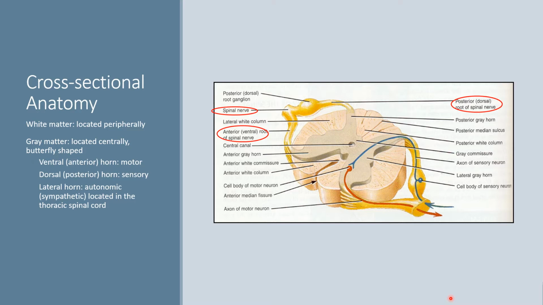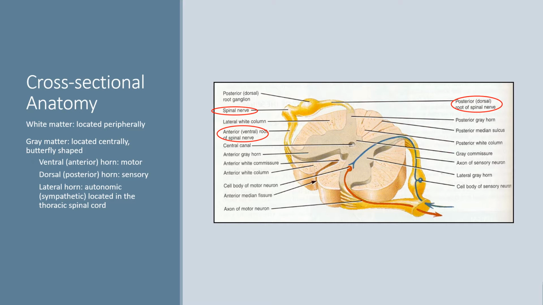The ventral or anterior horn is motor. So this is your anterior horn. Your dorsal horn or posterior horn is sensory. The lateral horn is autonomic and specifically sympathetic. And you only see the lateral horn in the thoracic spinal cord. So you don't see this. This is the lateral horn, but you don't see it in all segments.